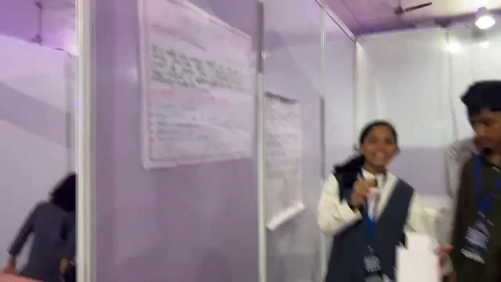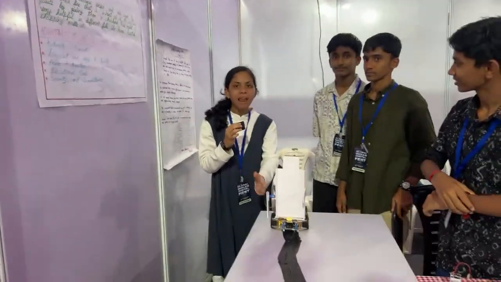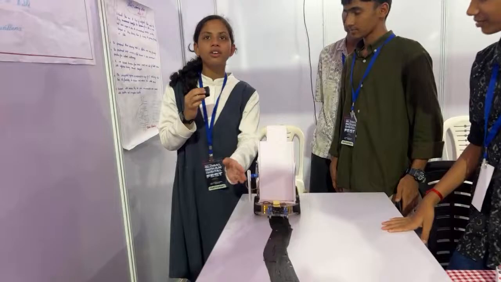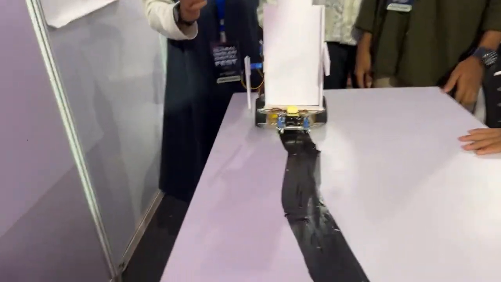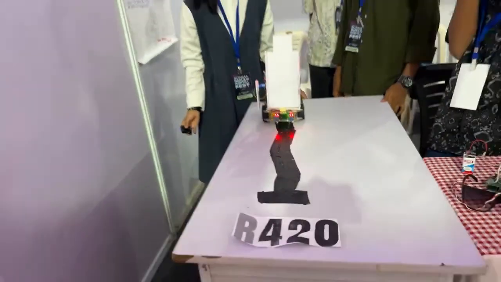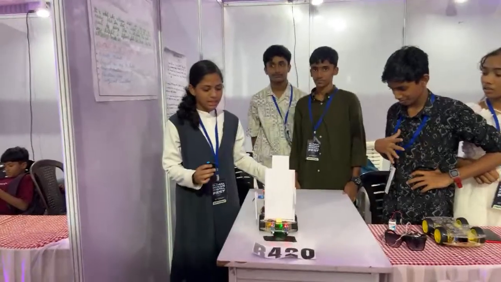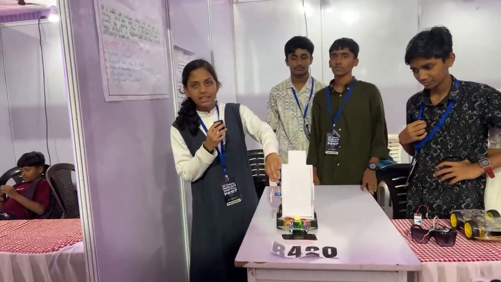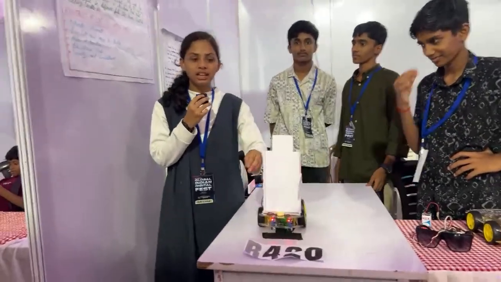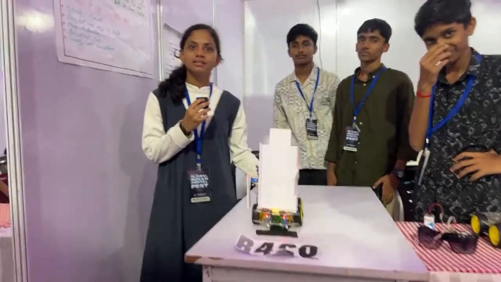Hi sir, it is a line following robot. It detects the black line in front of it and moves according to the line. It has so many advantages. Now we can show how it is working. It has one sensor. It will detect like this and give us a handshake. Thank you sir.